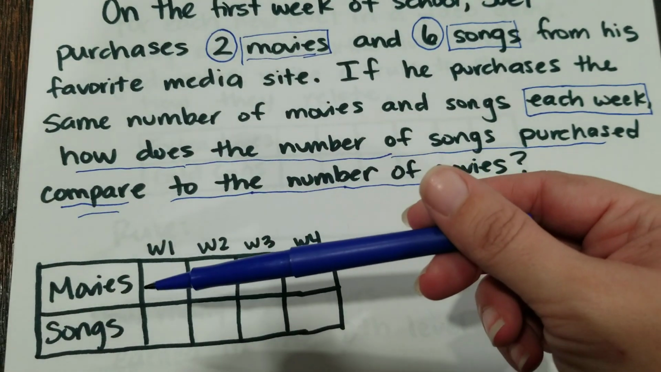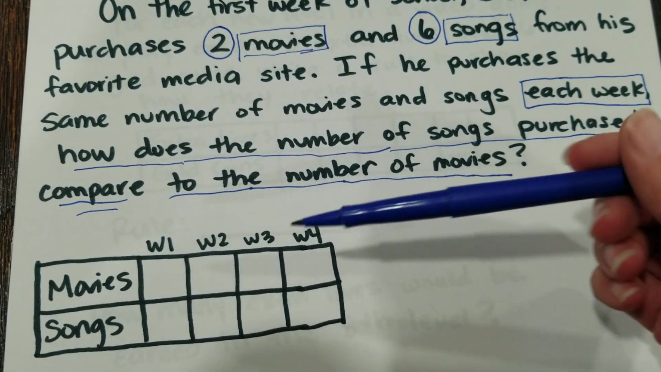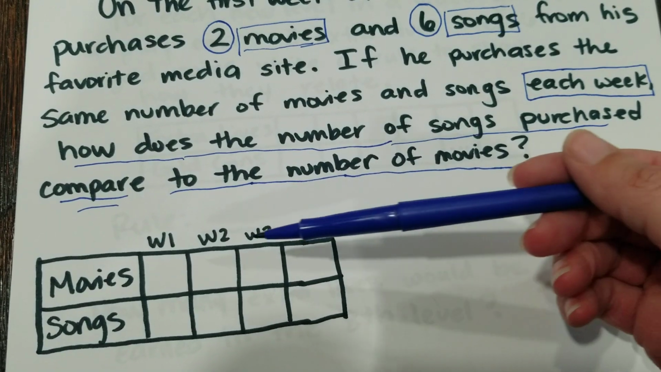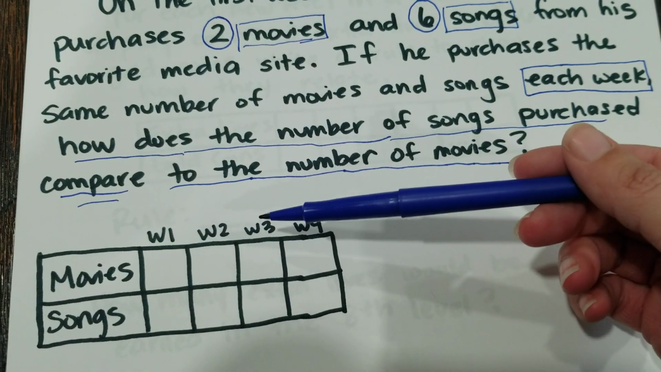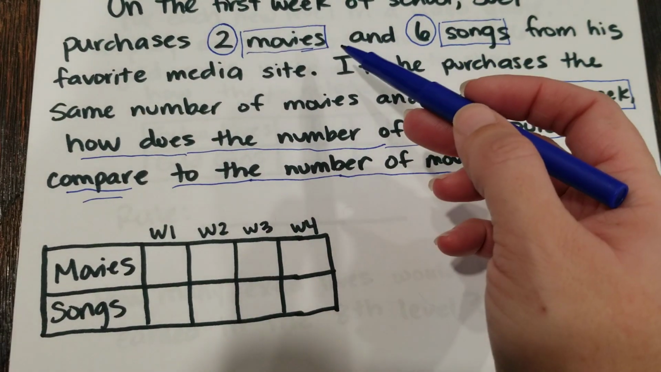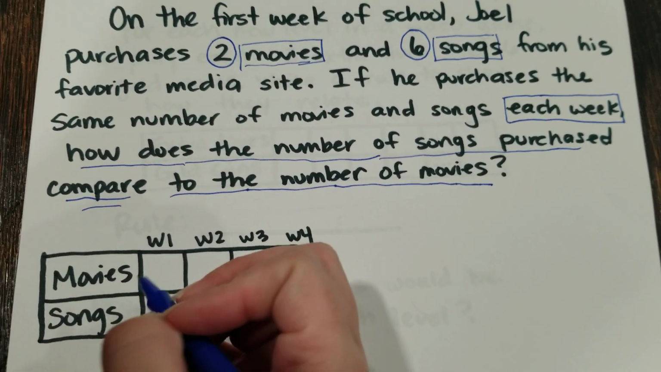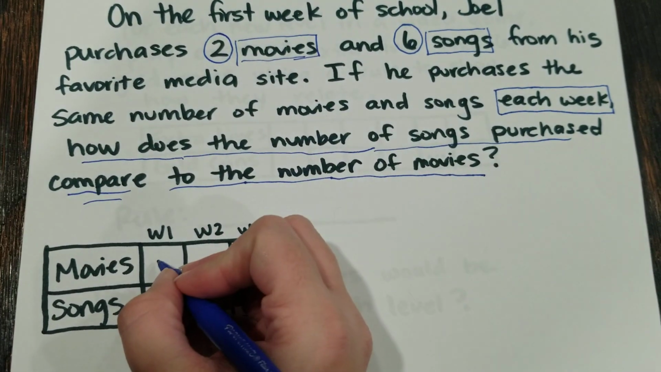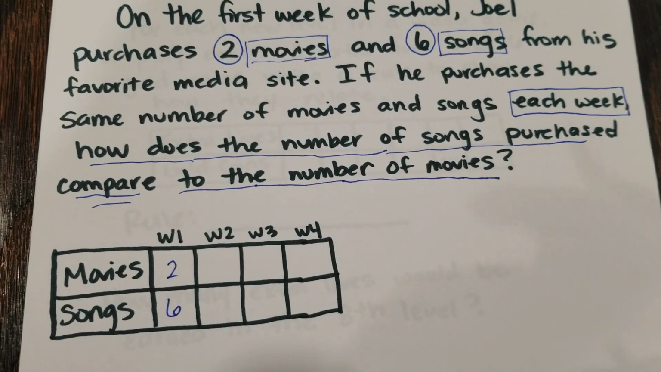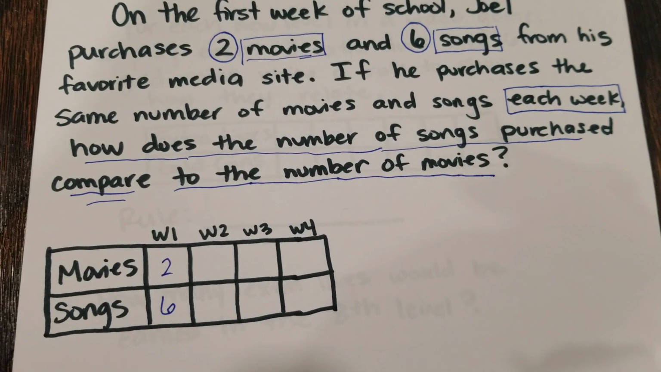We're going to make a table where we have a row of movies and a row of songs. And the W1 and the W2 and these up here, these are standing for week 1, week 2, week 3, week 4. All right, and we're going to fill in this table. So if he's getting 2 movies every week and 6 songs every week, that means on week 1, the very first week he does it, he's going to have 2 movies, 6 songs, right? He didn't have any before that. This is the beginning, so we're going to start with 2 and 6, okay?